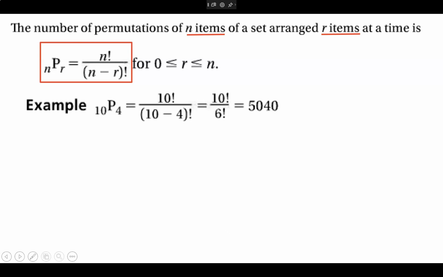So for this, our formula is going to be n factorial divided by n minus r factorial. Your r value has to be bigger than or equal to 0, and then your n value has to be bigger than your r value. If you're ever not sure what to put where, your n is your bigger number. And we notate it with the nPr.